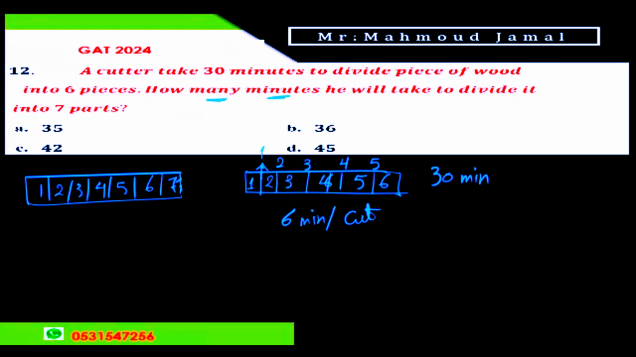Now, how many cuts do we make? This is the first cut, second, third, fourth, fifth, and sixth, so 6 cuts. Each cut takes 6 minutes. So I have to multiply 6 times 6. It equals 36 minutes. It will take 36 minutes. This is the correct answer. Okay? The next one.